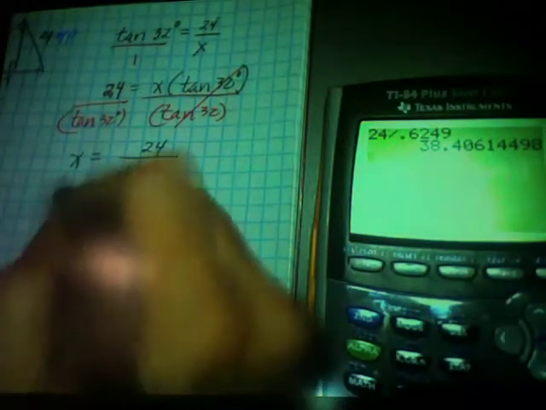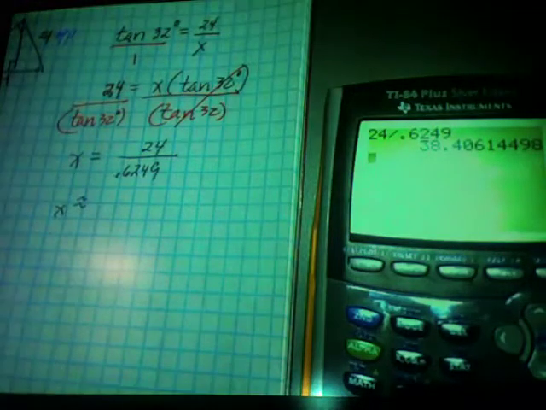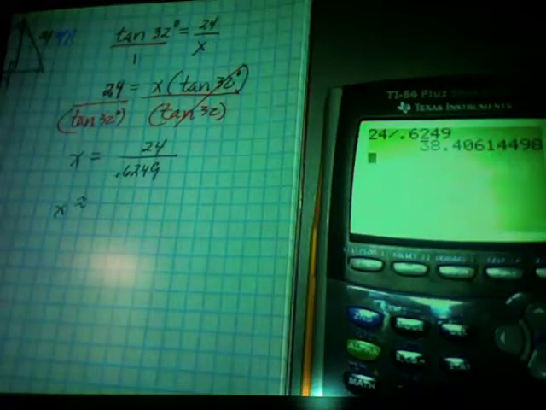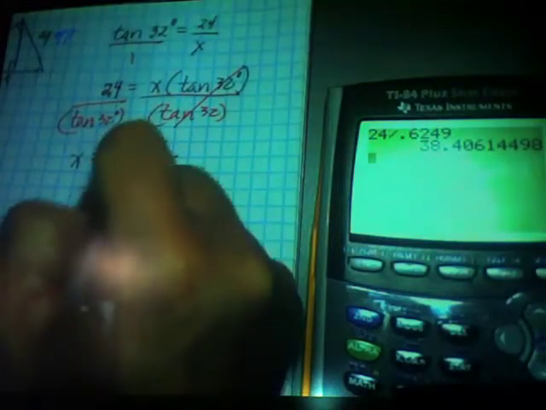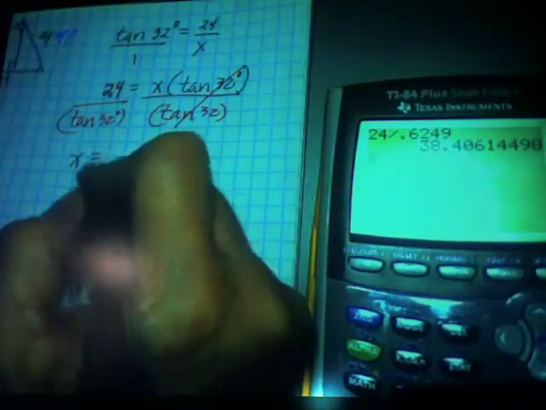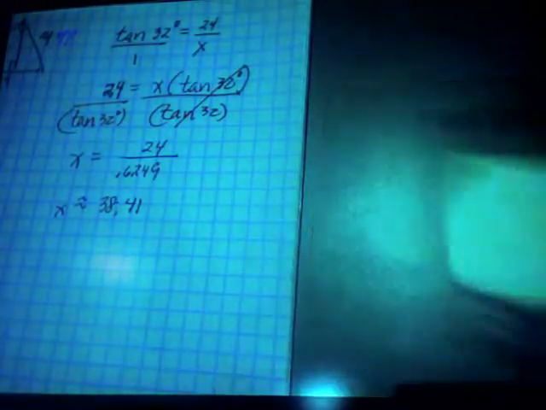So x is a side length. We will round to 2 decimals for a side length, 4 decimals for sine, cosine, tangent, 2 for anything else. And we get 38 point what? 41, right? And I don't know what unit of measure this is. I'm just going to say units, whatever it is.